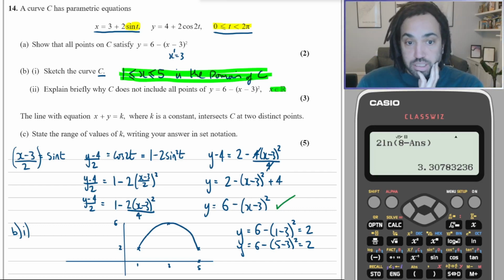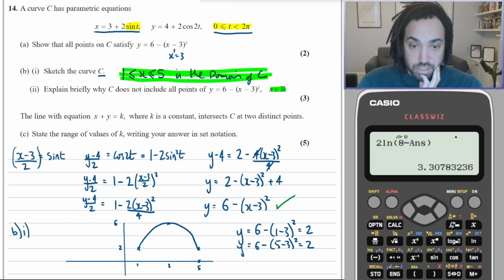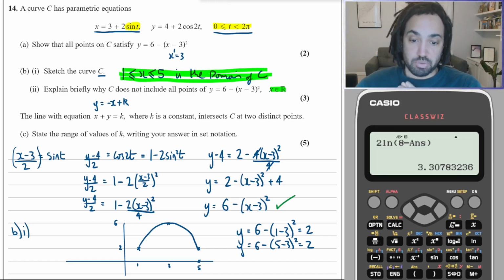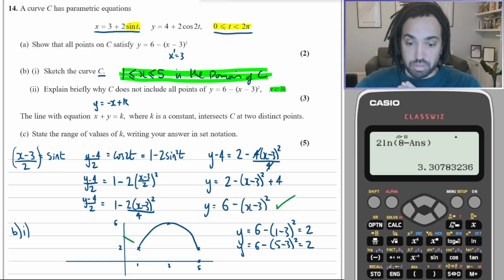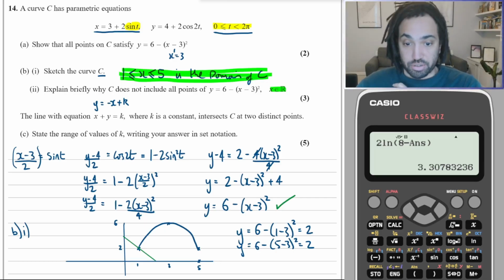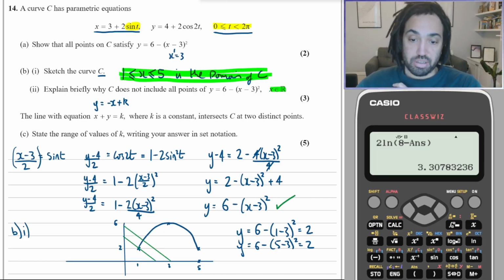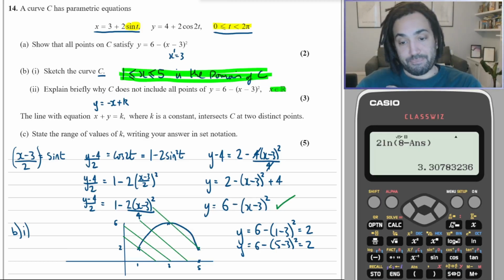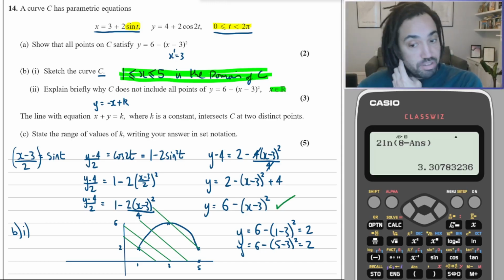Now the final part says this line with this equation, which I'll just write as y equals minus x plus k, just to get it into y equals mx plus c form, intersects at 2 distinct points. So state the range of k. Well, we know that it's got a gradient of minus 1. So let's imagine that this might be the line we're looking for. Well, that only intersects once, right? So that's no good. Well, maybe it's this one. Again, that doesn't intersect enough times. Maybe it's this one. No, it's not. In fact, the first time it's going to intersect twice is when it goes through like this. So that's going to be the first one.